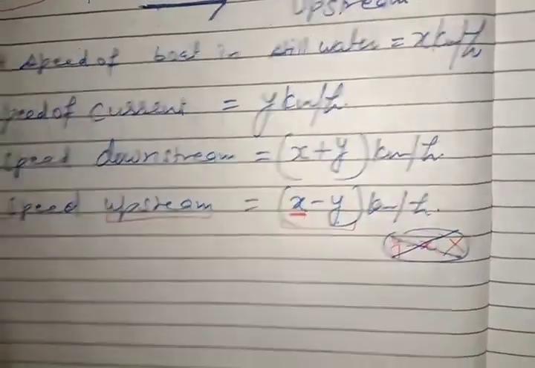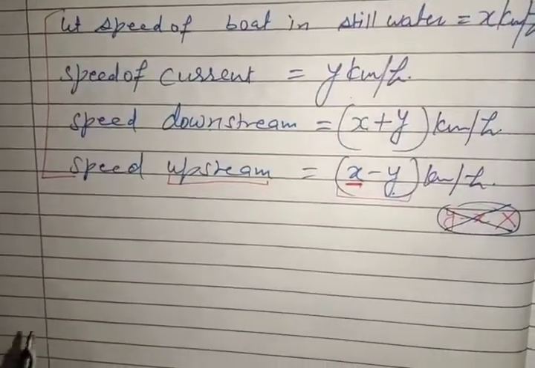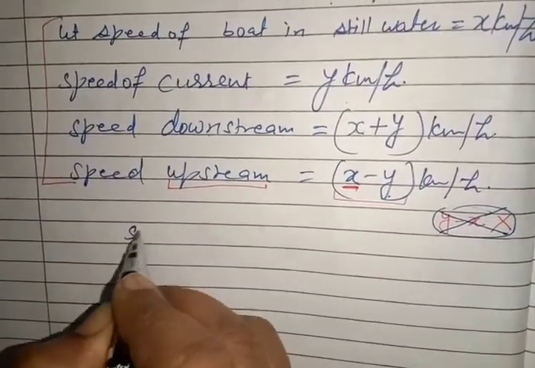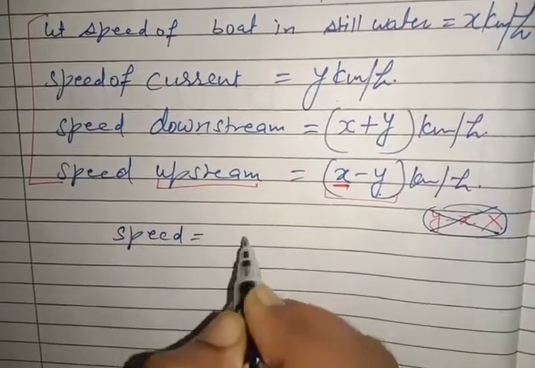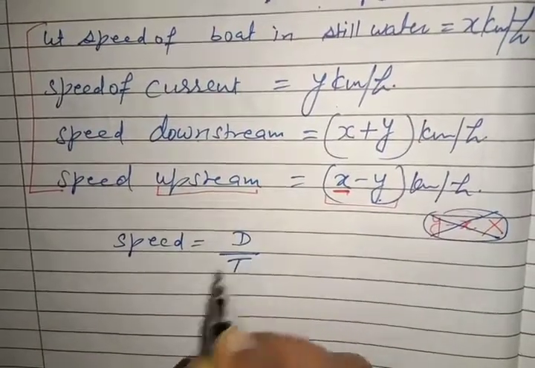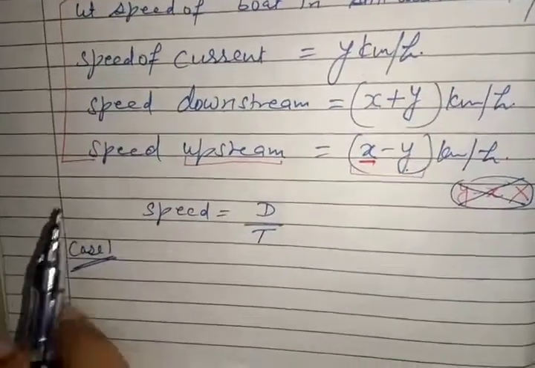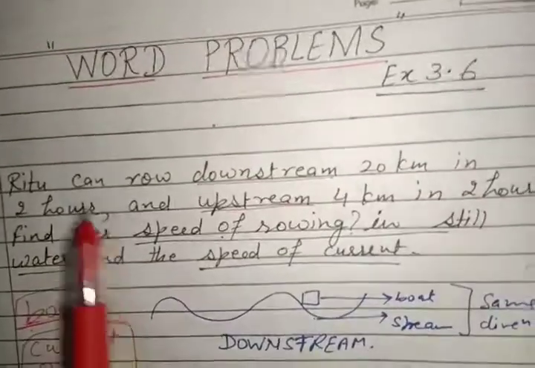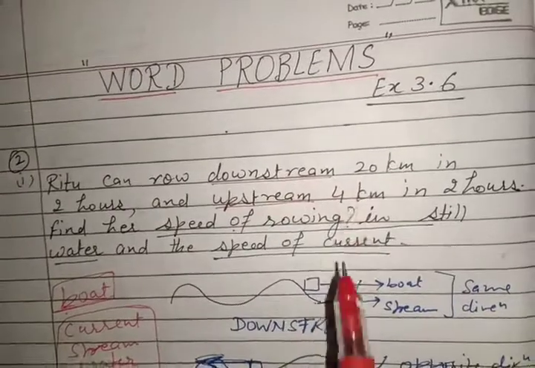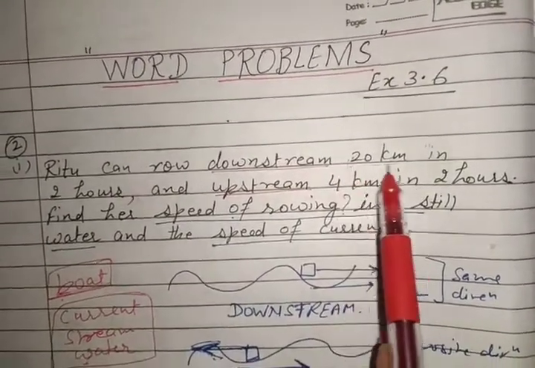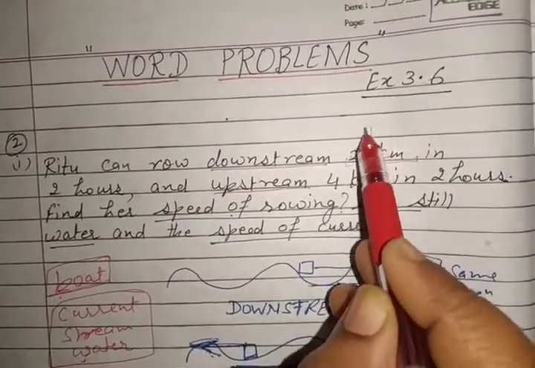Okay, now we further move on to the formula of speed. Formula of speed, all of you know, speed is equal to distance upon time. Now case 1. Case 1 says, if we read this question, that Ritu can row downstream 20 kilometer. So this is distance.